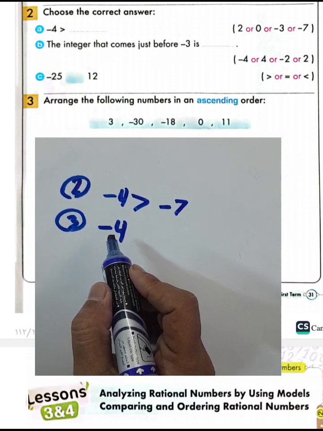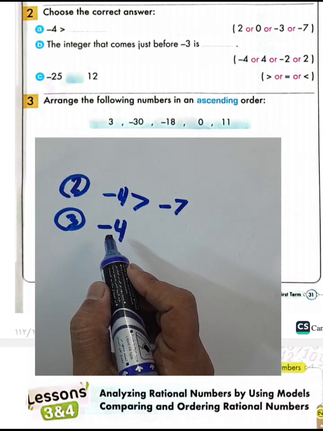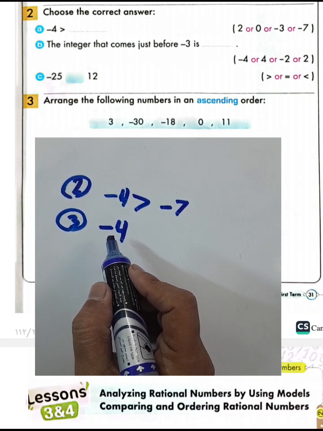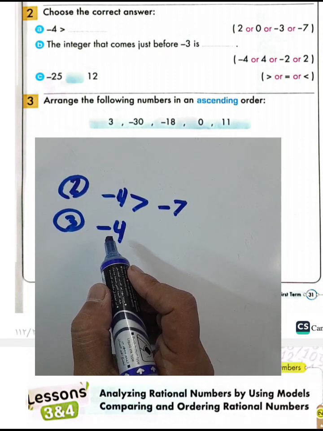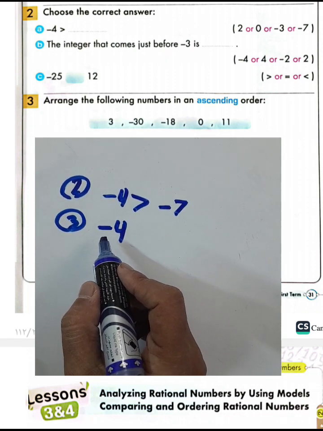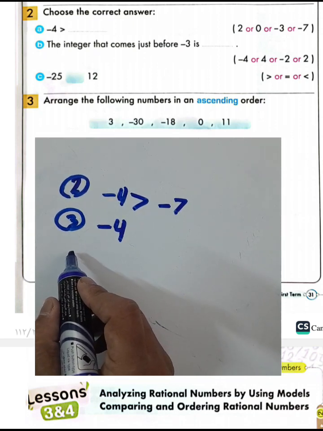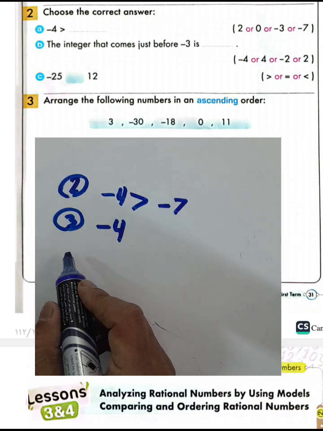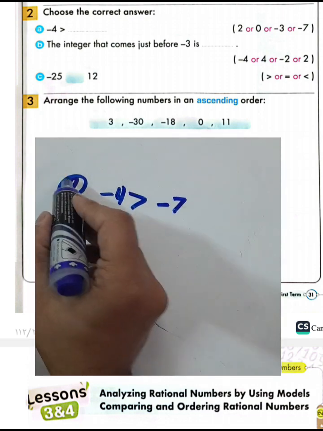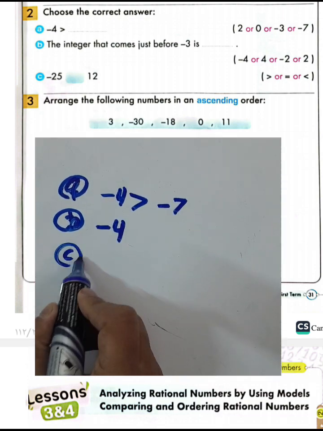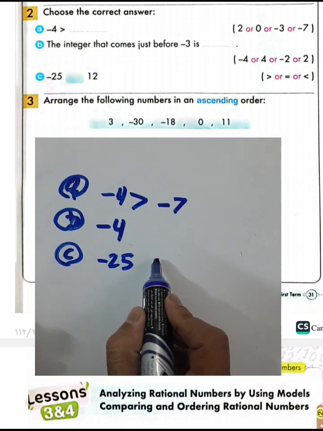Okay. Next question. Negative 25 or 12, which is greater? 12 is greater than negative 25. Then we must write here the sign less than. Here, letter C. We called it letter A, letter B, letter C. Negative 25 is less than 12.